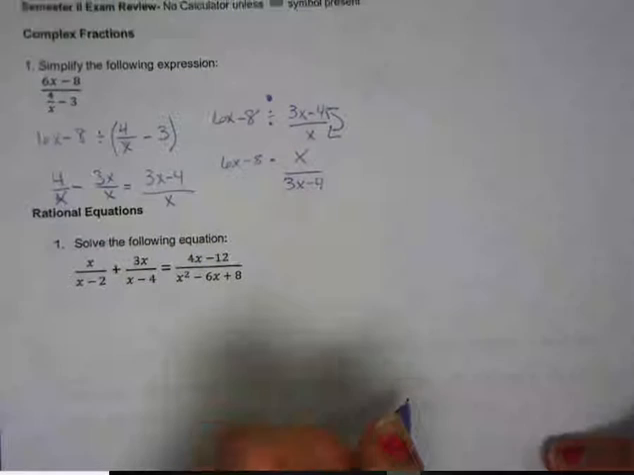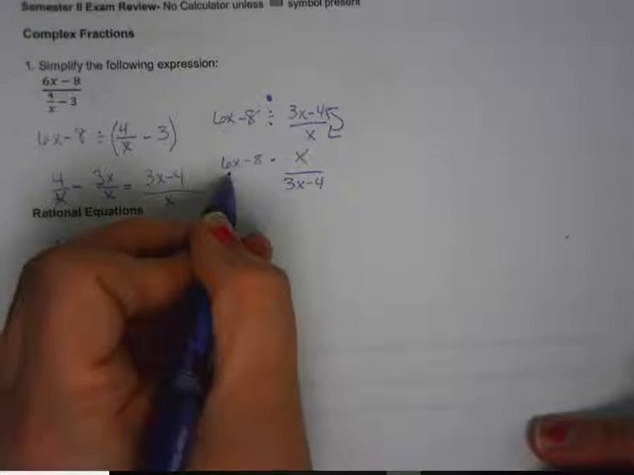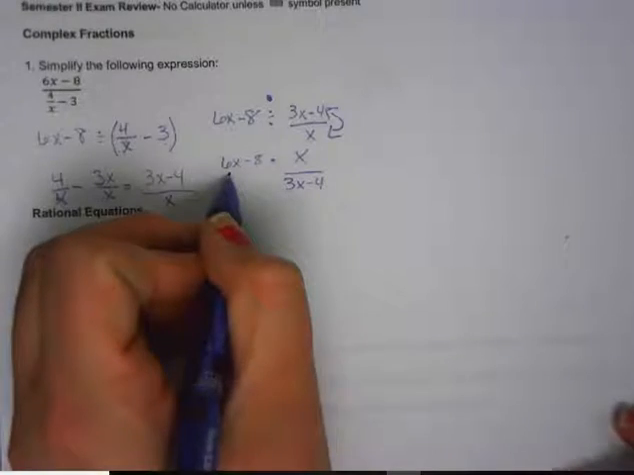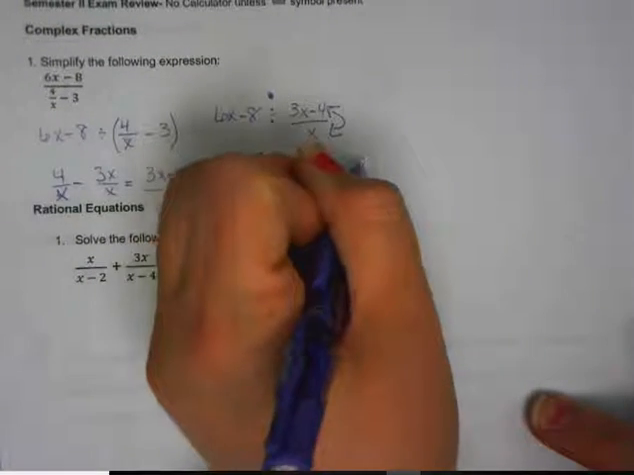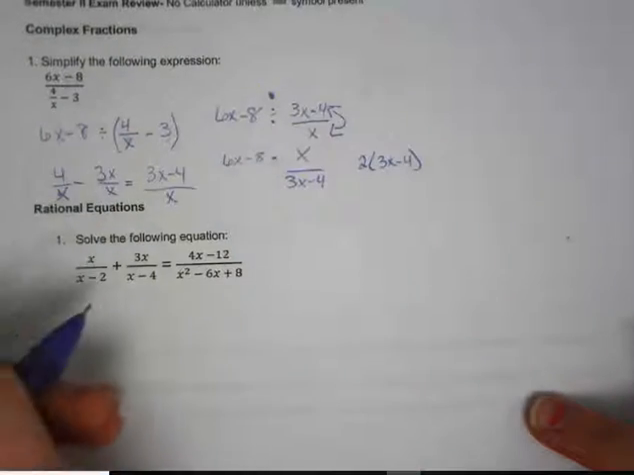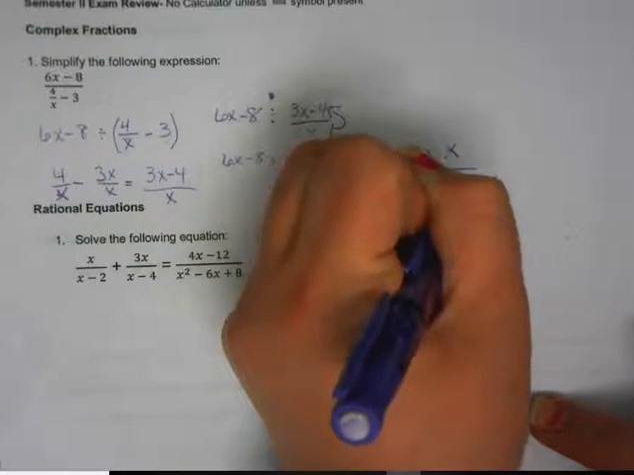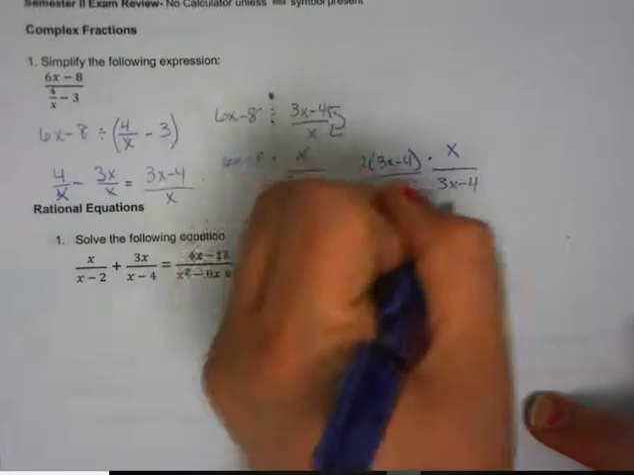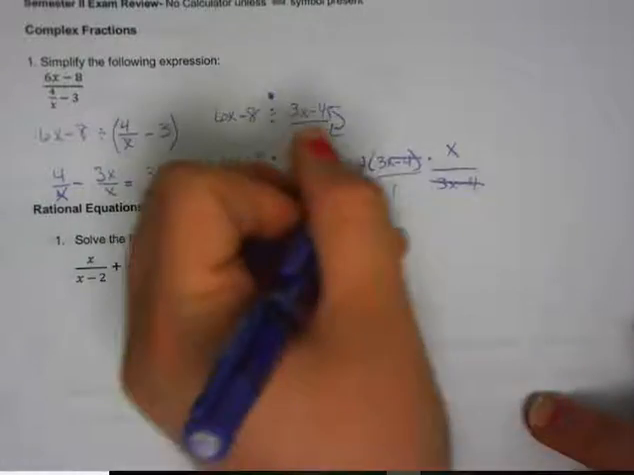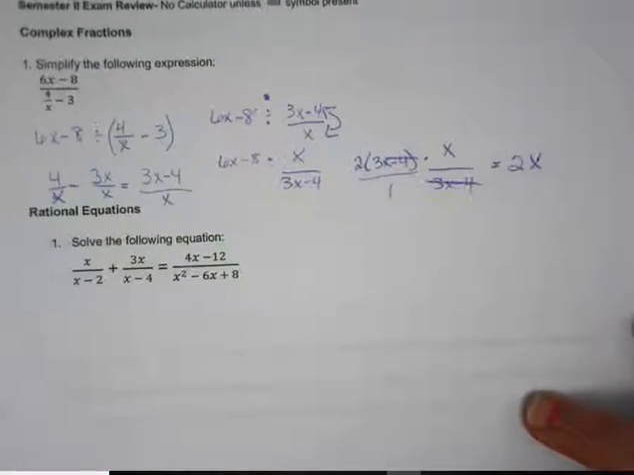Now anything that's on top and on bottom can be eliminated. So what I need to do is go ahead and simplify 6x minus 8 to being 2 times 3x minus 4. And then I'm going to multiply that by x over 3x minus 4. So again, this cancels and this cancels. 2 times x is just 2x. All that work for a one-term answer.